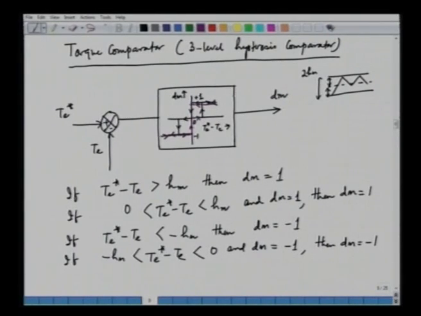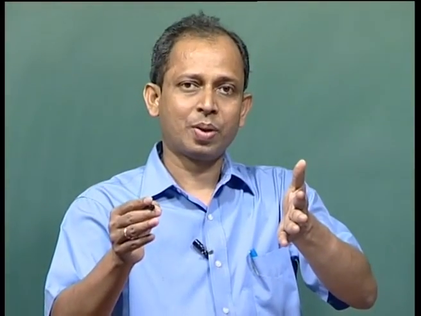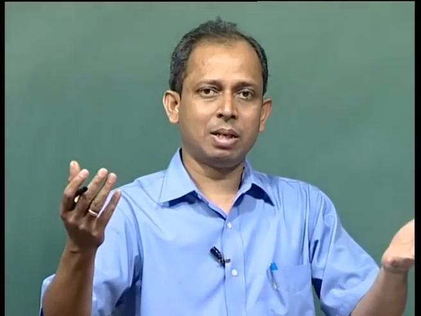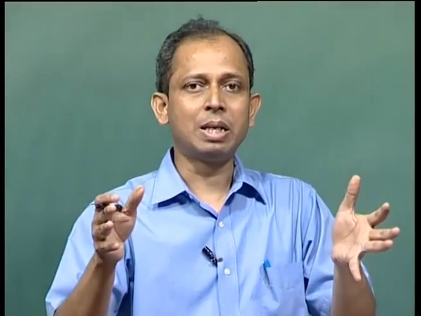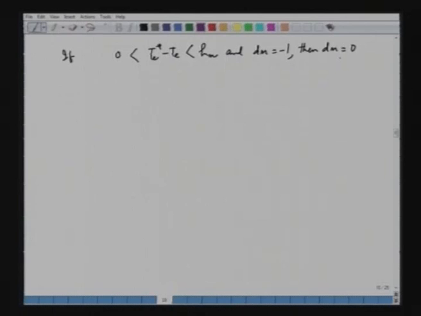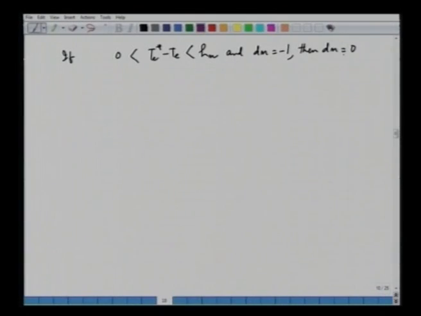It means the torque should neither be increased nor be decreased. We are safely within the band, and there is no need to increase the torque or decrease the torque. Only when it goes beyond the band, then the torque will be controlled. If it is within the band, then the torque will be safe. So, we may not increase or decrease the torque. So, this is d m equal to 0.